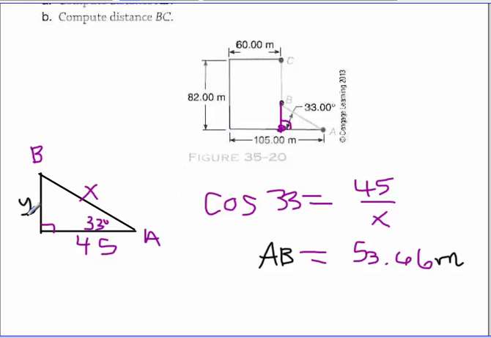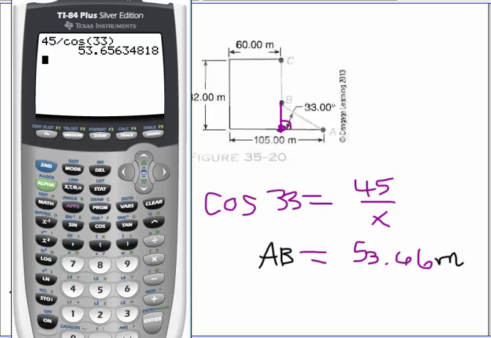And the way that we find y, that's the side that's opposite from 33 over the 45, is to use the tangent. Or you could use the sine, because you now know the hypotenuse is 53.66, but I'm going to just use the tan. The tan of 33 is equal to y over 45. And like I said, you can add auxiliary letters. If you don't like x and y, put your initials in there. It doesn't matter.